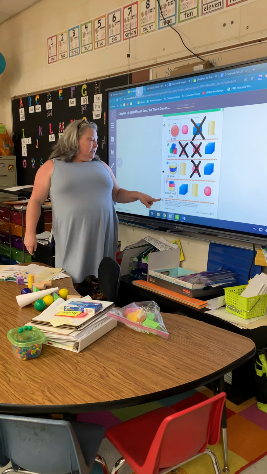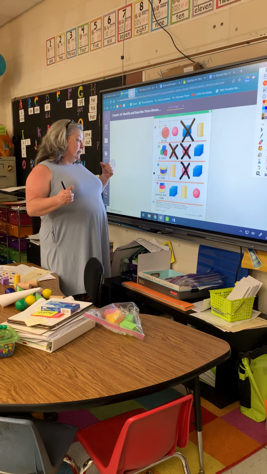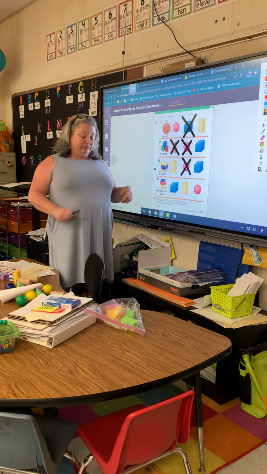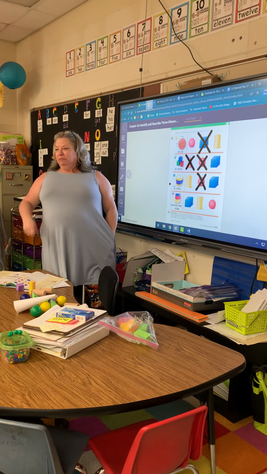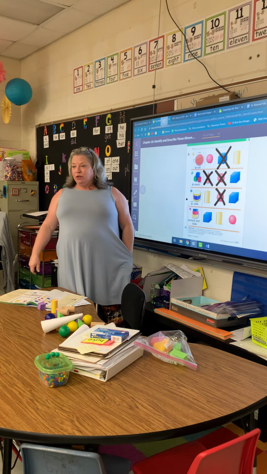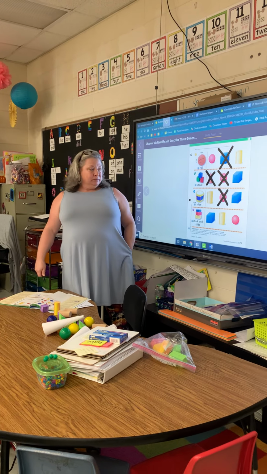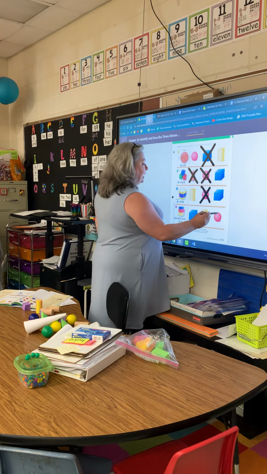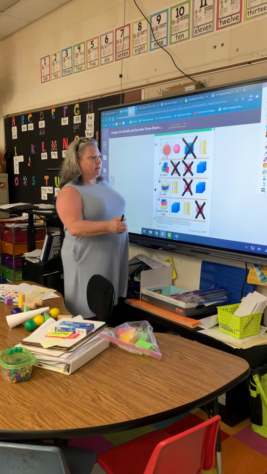Now this one said which shape does not stack and slide. Gavin, what's your answer? The circle can't stack. The circle cannot stack or slide because it rolls. Very good.